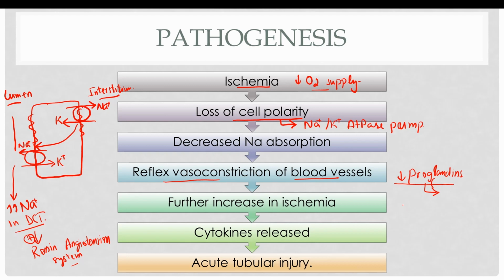Moreover, endothelial cells secrete endothelin in response to injury. Endothelin also constricts the blood vessels. So all these phenomena actually result in increased ischemia and decreased oxygen supply to the renal parenchyma, causing injury to the tubules. So the injured epithelium releases cytokines, which recruit inflammatory cells such as neutrophils to the site and contribute to acute tubular injury.